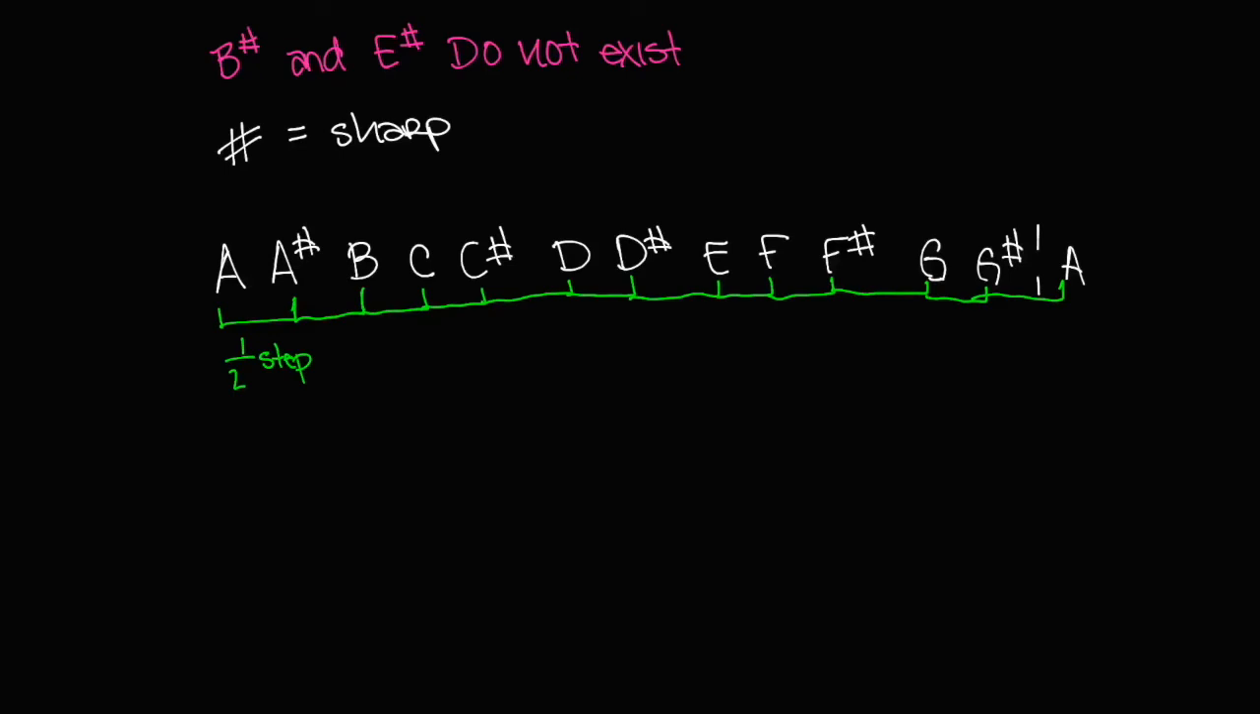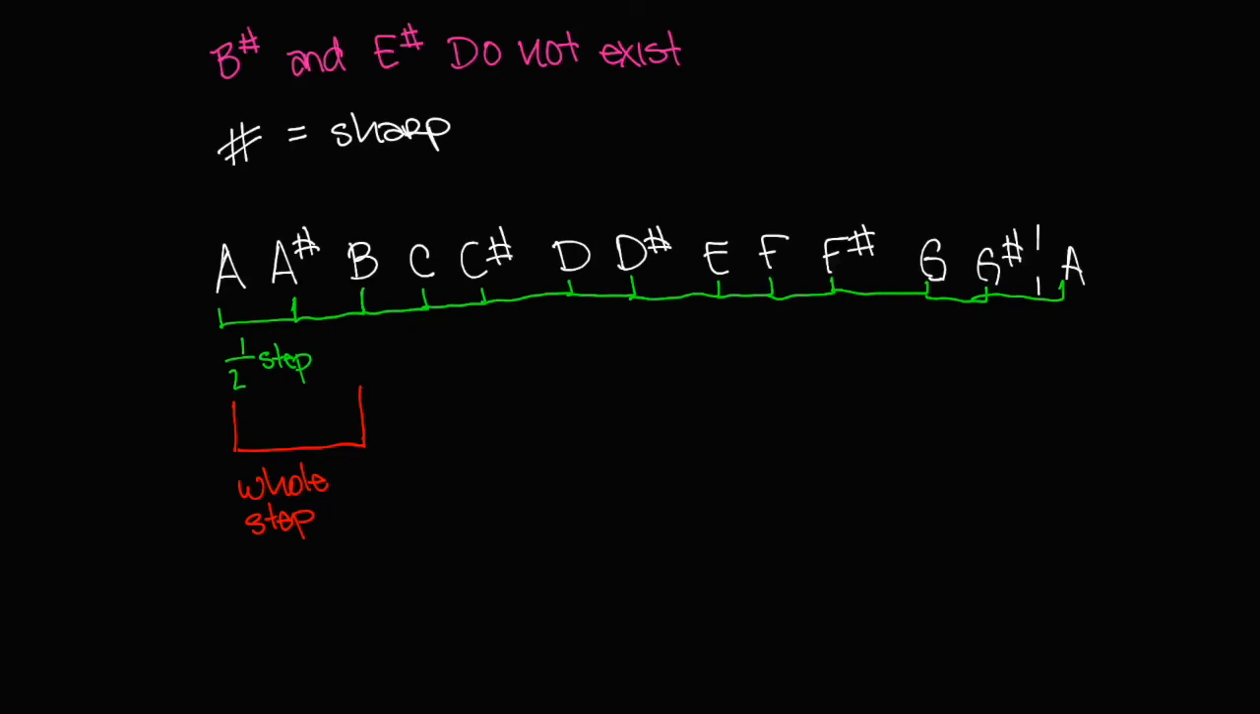Now, what if we skipped over a note? For example, what if I wanted to go from A to B? Do I have a name for that? And I do. I'm going to call that a whole step. Some people will refer to this as a full step, but I think the more appropriate terminology would definitely be whole step.